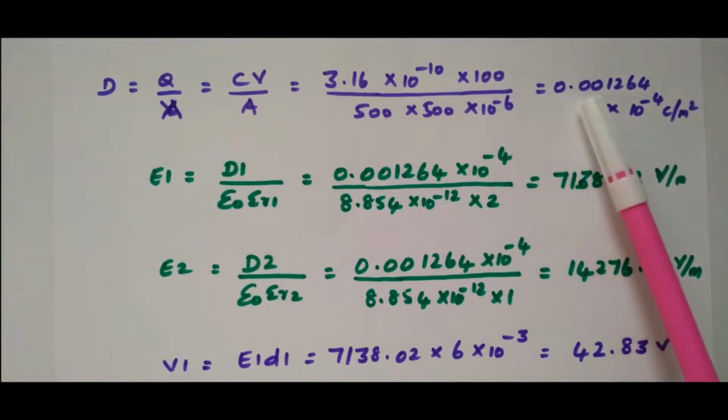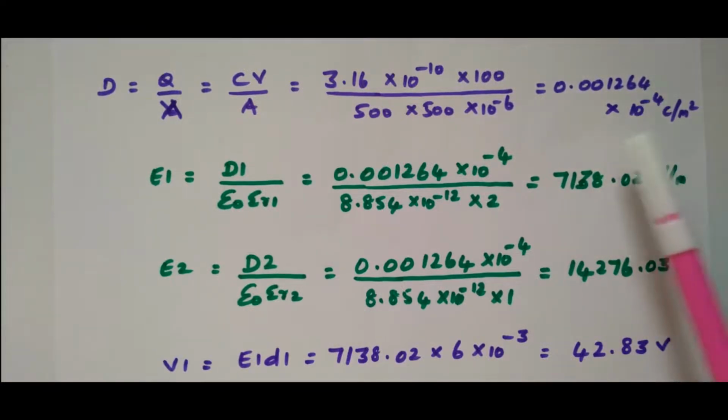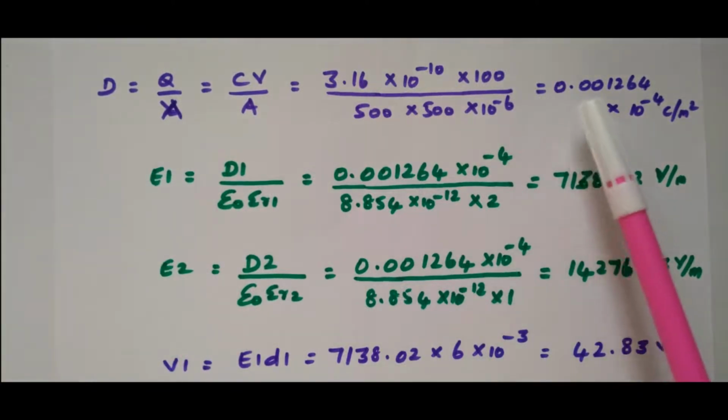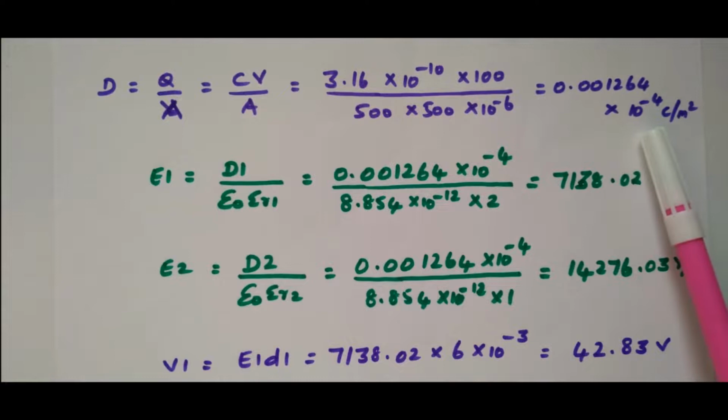So 0.001264 into 10 to the power minus 4 coulomb per meter square, right? This is the displacement density. We are taking 6 decimals, and the 10 to the power minus 4 is also there, right? So from this D value we can find E1 and E2.